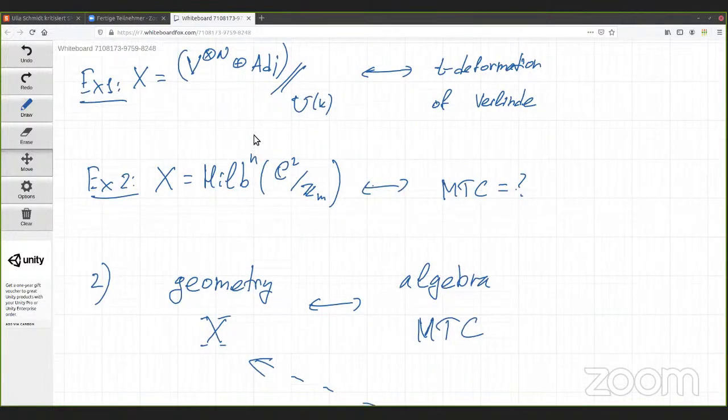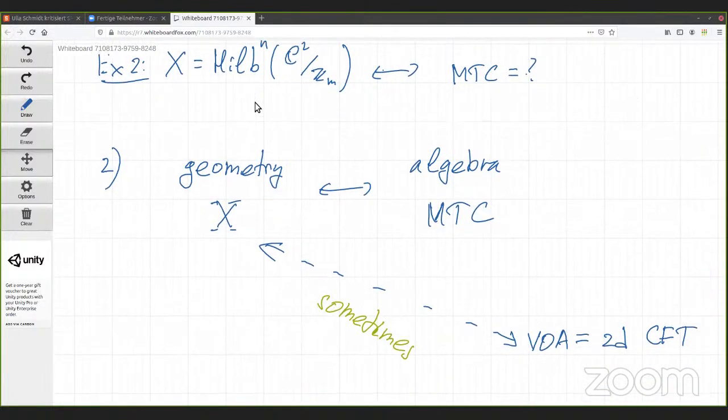But this sometimes is not as universal as the relation between X and the S and T matrices that you see as part of MTC data. So modular data is more universal. So this sometimes gets realized in two different cases, and the realization is quite different.